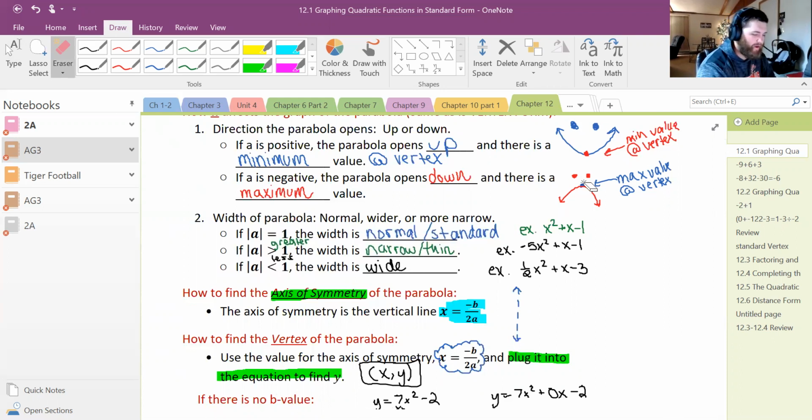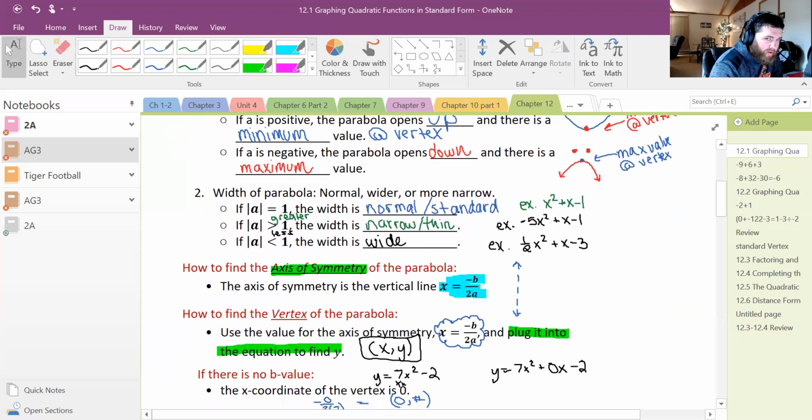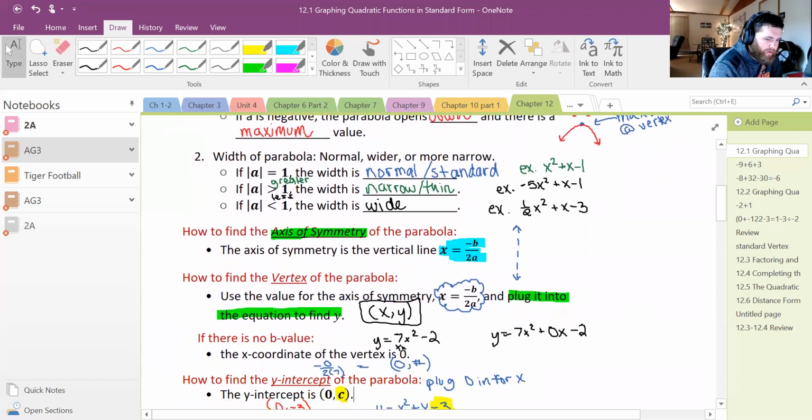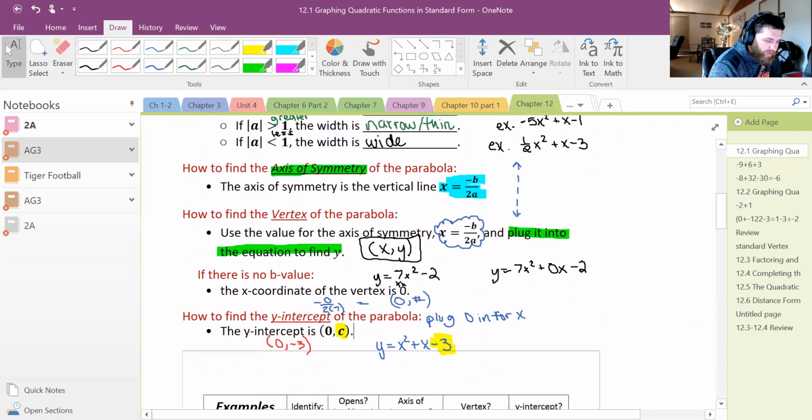Okay, how wide or narrow the parabola is. If a equals 1, it's normal or just standard, you could say. If a is greater than 1, it is narrow or thin, so really skinny. If a is less than 1, it's very wide. That kind of goes along with our thinking about stretches and shrinks, by the way, from transformations.